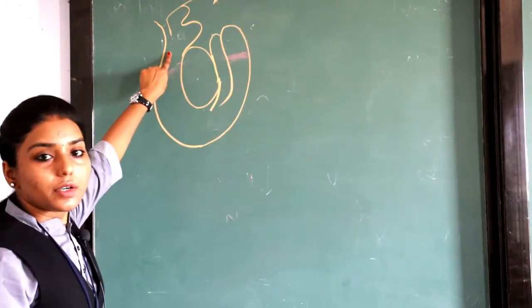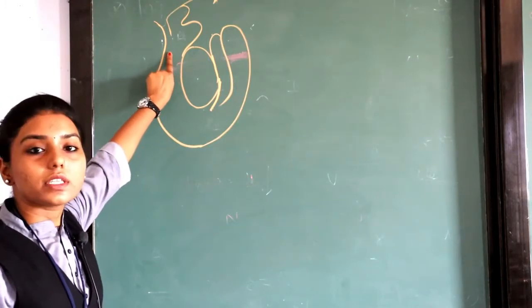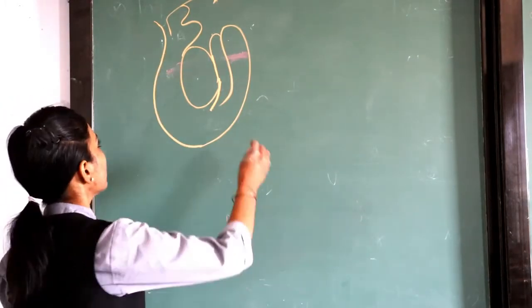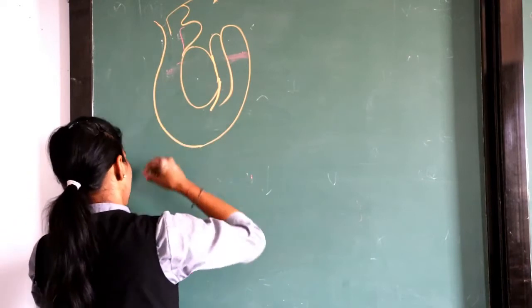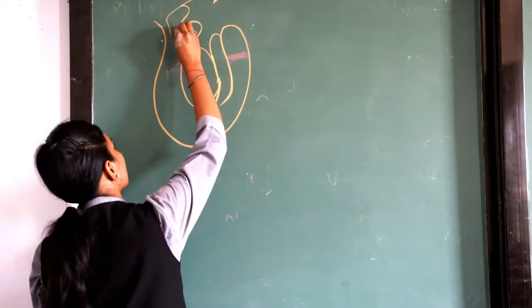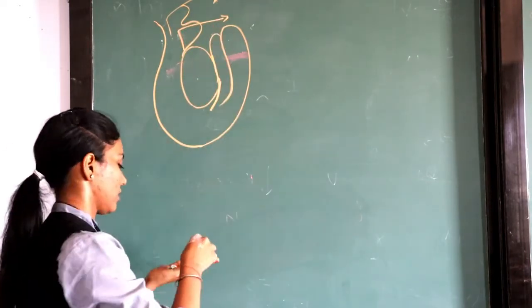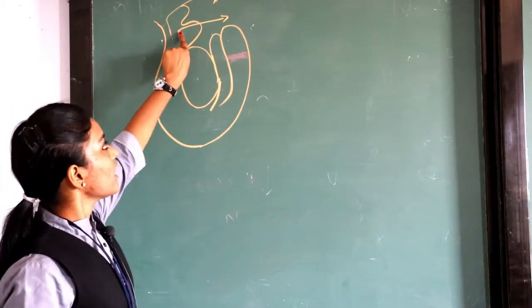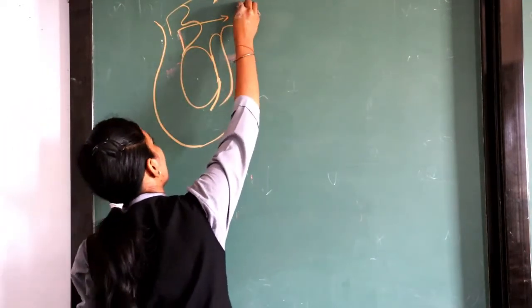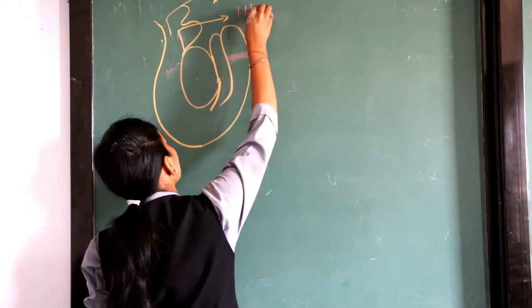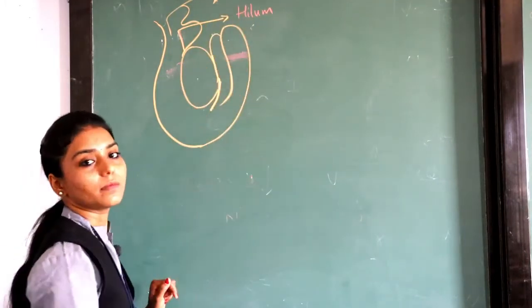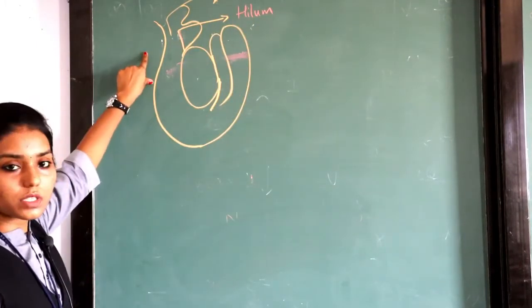Funicle is a part which attaches ovules with the placenta. Next part we will see, that is hilum. The funicle attaches the ovule, and that particular part is called hilum. I hope it is understood with this particular part.